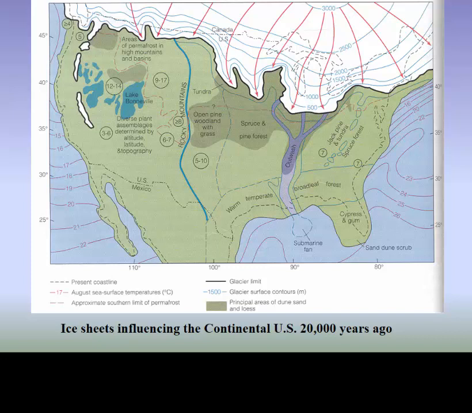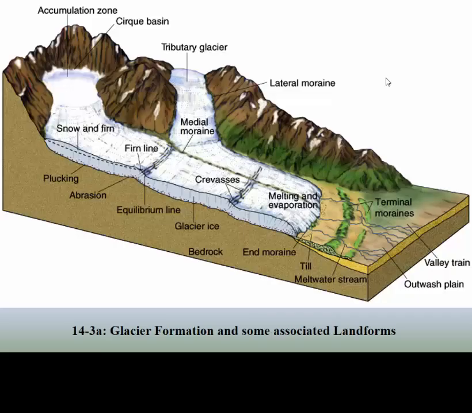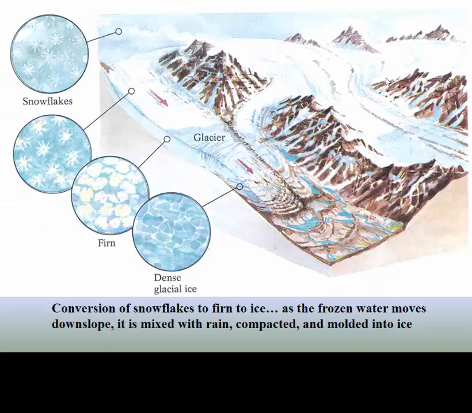This was the ice cap that kind of influenced the northern part of the continental U.S. 10, 20,000 years ago. So we talked about some of those moraines attached to the coast over here, and you can see what the coast looked like not very long ago in geologic time scale. We have snowfields, firn, glacial ice, and so you can see some of the terms attached to glacier and glacier formation.